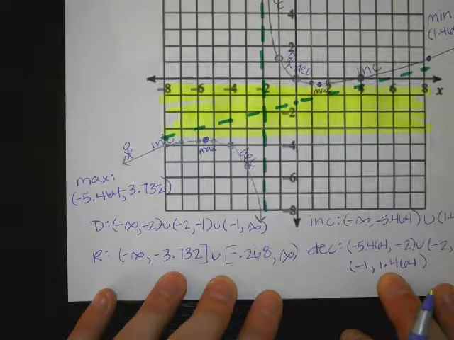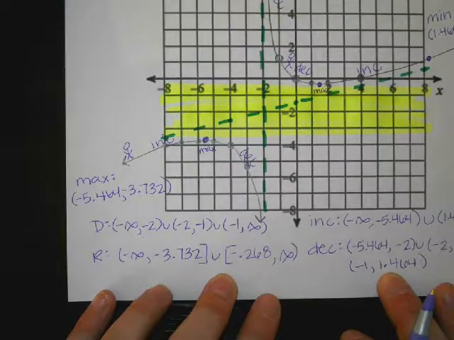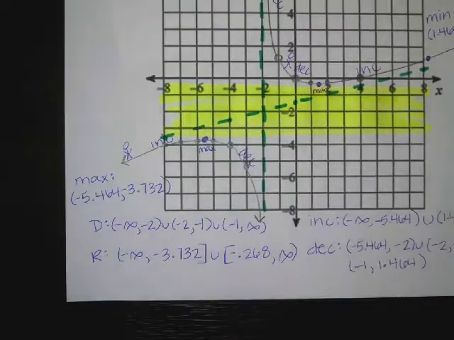That's how you analyze a rational function and include all the characteristics that are important. Yeah, it's not the best. Okay.